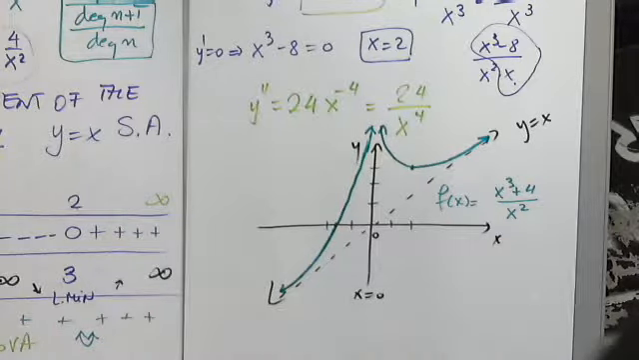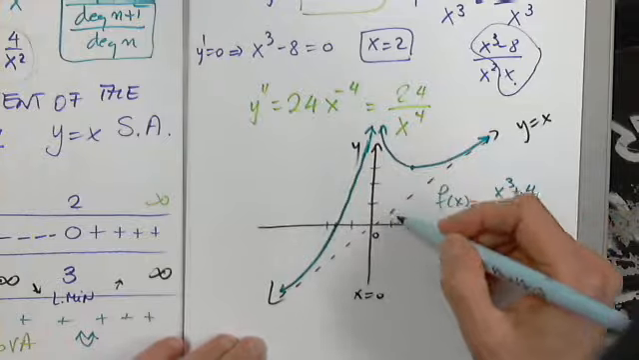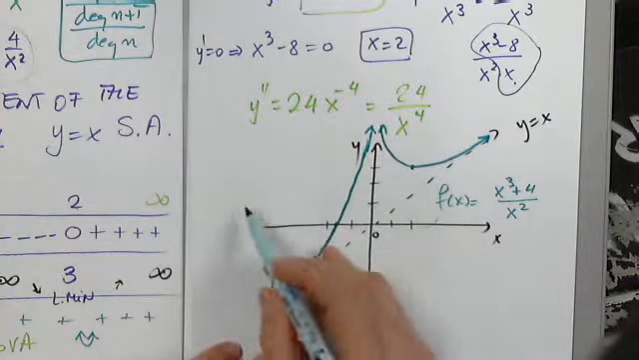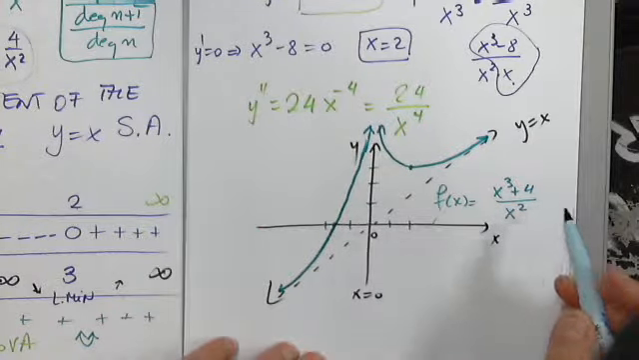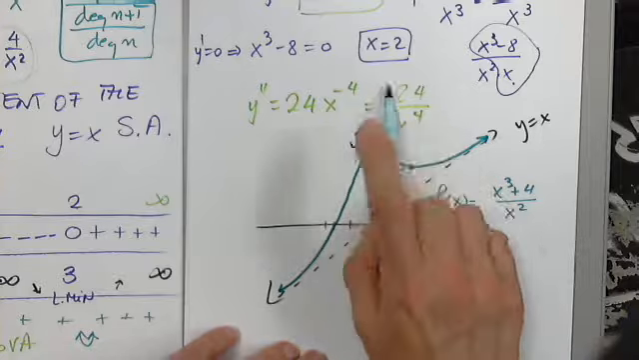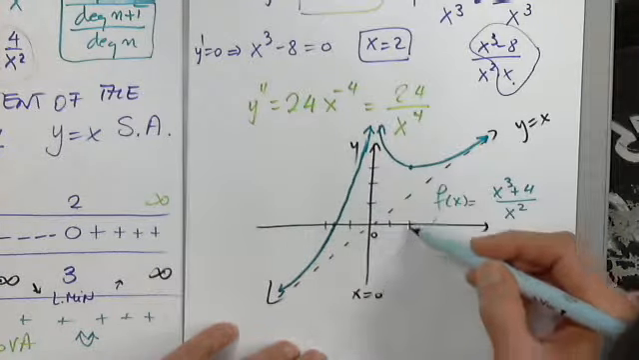Can a function cross a slant asymptote? Yes. A function could even do this. So a function can cross a slant asymptote, and it can cross a horizontal one. It will never cross a vertical one, ever, because it's undefined there. But the function can do this.